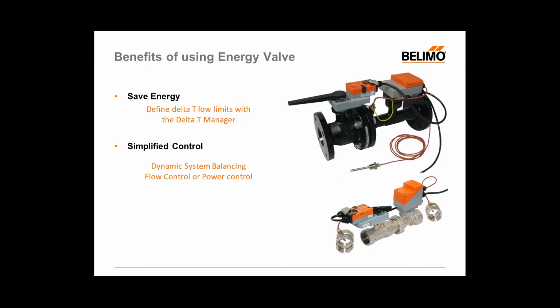It also simplifies the control of your building. Since the energy valve is a pressure independent valve, your system by its nature will become dynamically balanced, or any loop that contains an energy valve will be dynamically balanced. And the energy valve has the ability to control directly to flow or directly to power output. And thirdly, it allows us to track the performance of our equipment. So we're putting a BTU meter on every piece of equipment, and we can track that.